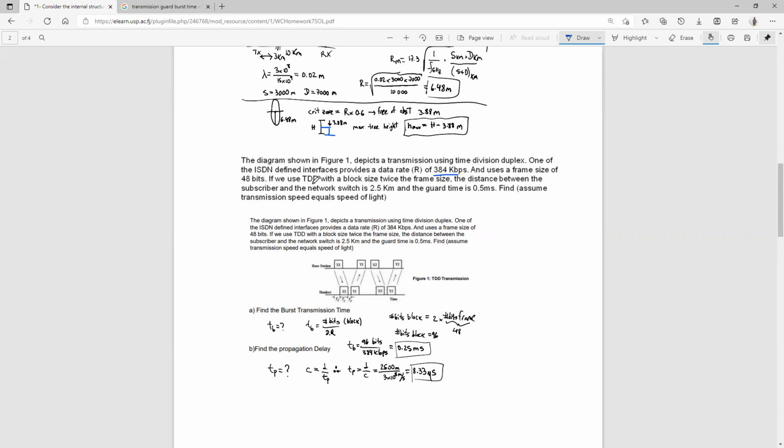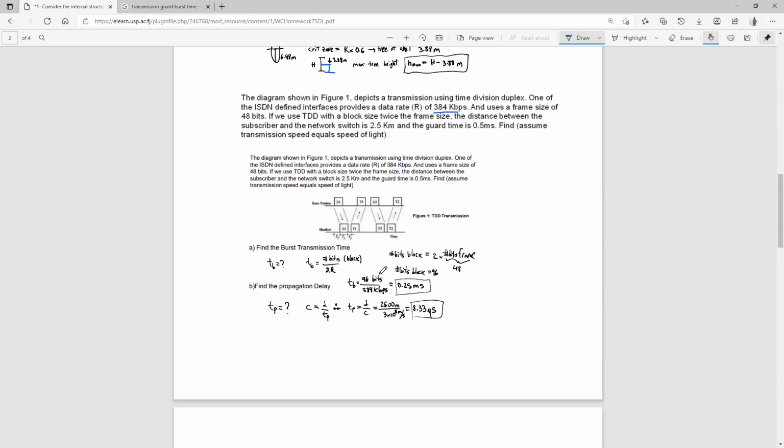If we use the time division duplex with a block size twice the frame size, so each block is twice as many bits as the frame size. So basically, the block size is 48 times 2, which is 96 bits. So we know our data rate, and we know the number of bits in each block that is being transmitted.